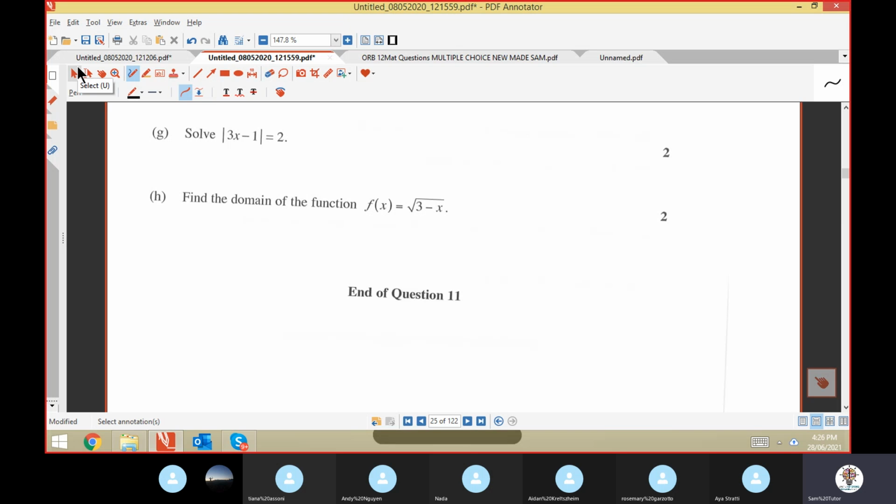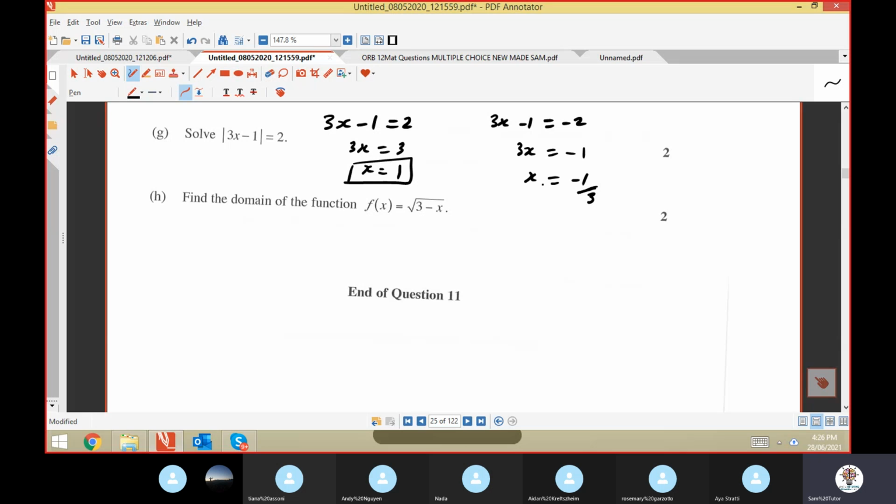Okay, my turn. 3x minus 1 equals 2. 3x minus 1 equals minus 2. 3x equals 3, x equals 1. 3x equals minus 2 plus 1, which is minus 1. X equals minus 1 over 3.